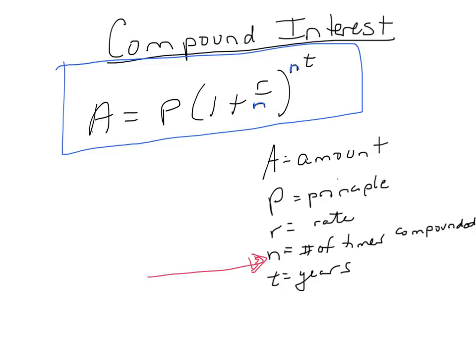Right, now N can be anything from, if it's annually, N is 1. If it's semi-annually, N is 2. Quarterly, N is 4. Monthly, N is 12. I could do daily, N would be 365. Okay, so as long as I can count N, which is the number of times per year the compounded interest is calculated, this is the formula I use.